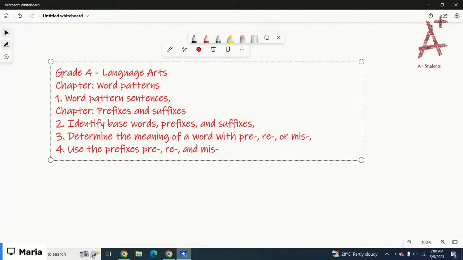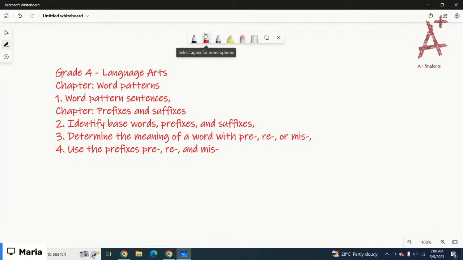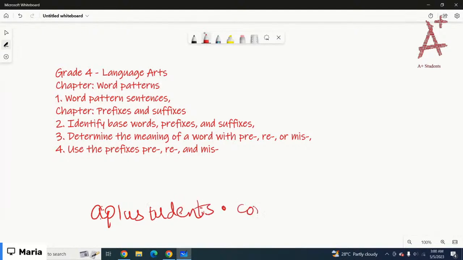So, we are here for grade 4 language arts. You can find all the lessons on aplusstudents.com. You have to log in there using your email address and password as provided by the administrator. Then you have to select language arts from the subject tab. Scroll down to grade 4 and then click on view all lessons.